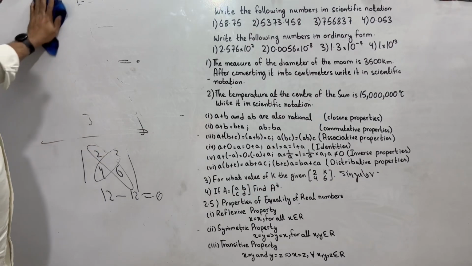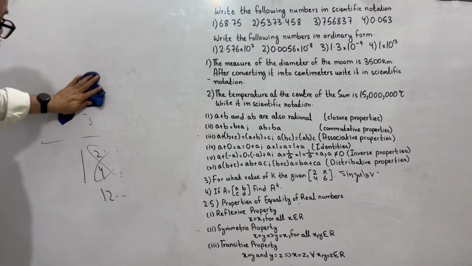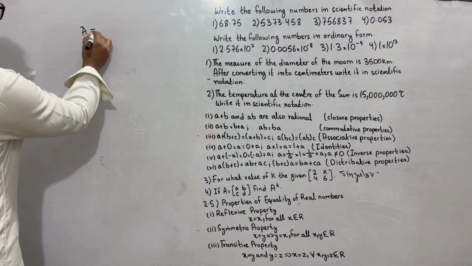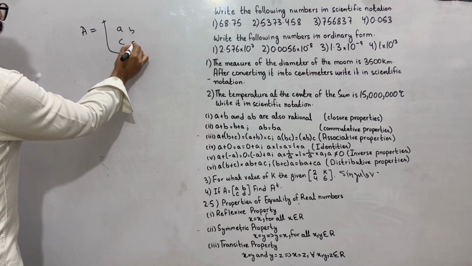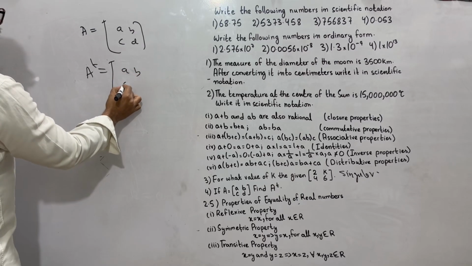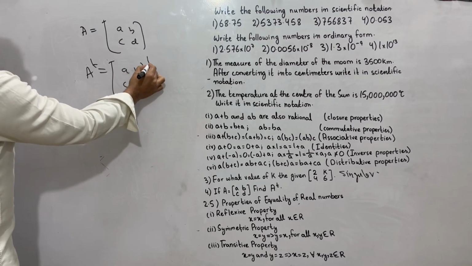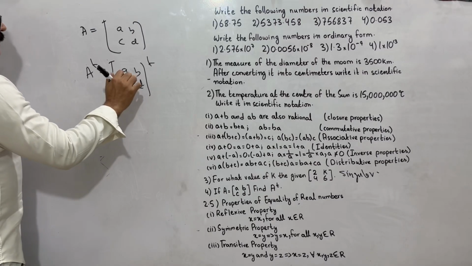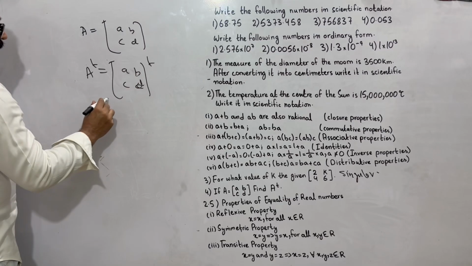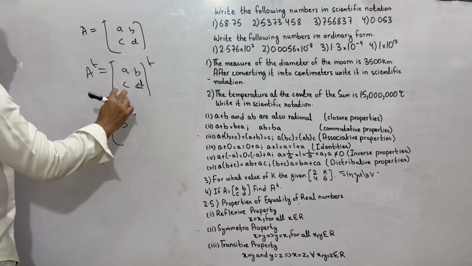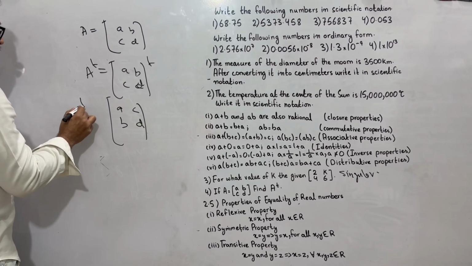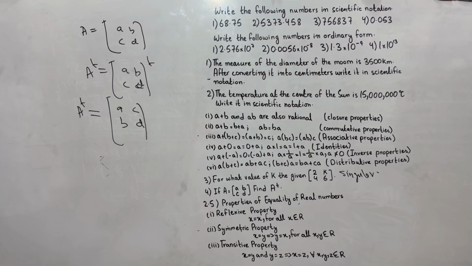if we are given a matrix, we are asked to find its transpose. A is A, B, C, D. Just transpose. Transpose means convert rows to columns or columns to rows. The first row is A B, write it in the first column. The second row is C D, write it in the second column. That is our A transpose.